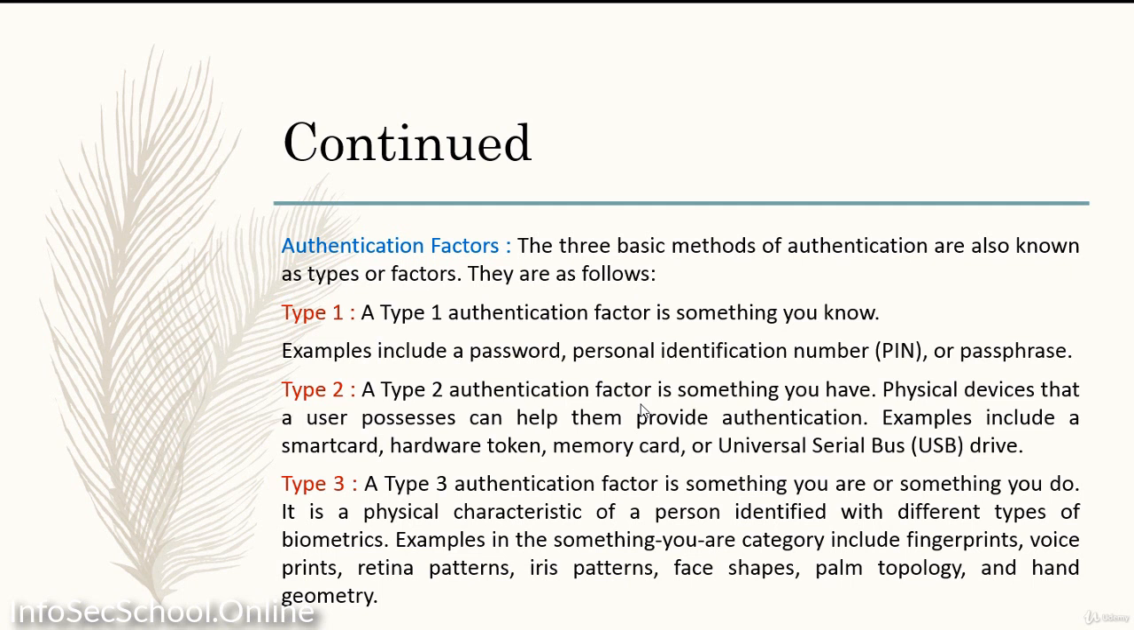How about number 3? Number 3 is something you are. I can give some examples over here as well. It is a physical characteristic of a person identified with different types of biometrics. There could be many biometrics, like fingerprints, and as you already know, fingerprints are pretty unique. And voiceprints, iris patterns. You might be familiar with the fact that your eyes are different from those of all other persons in the world. And face shapes, palm topology, and all other things.